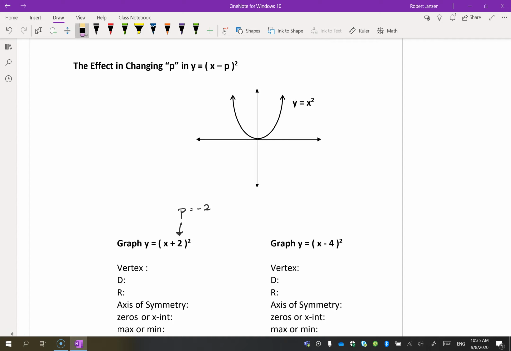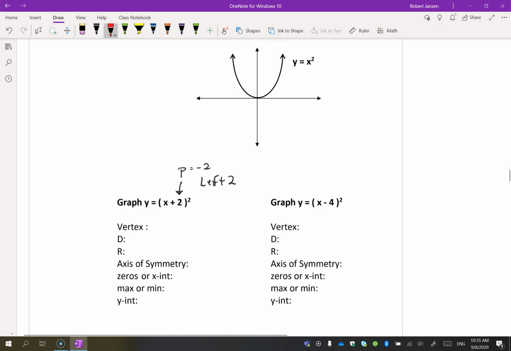So that's something to make sure you take note of. It seems like it's opposite. So the p-value is negative 2. And what is this going to do? This is going to move the graph left 2. So let's go look on this graph and say, if I move this left 2, what does this graph look like?